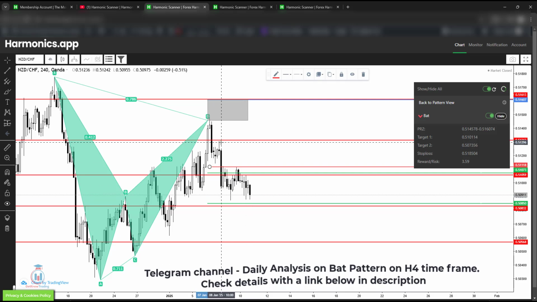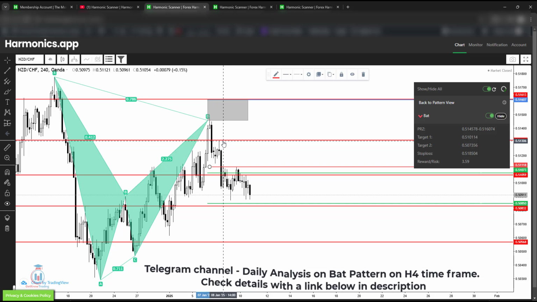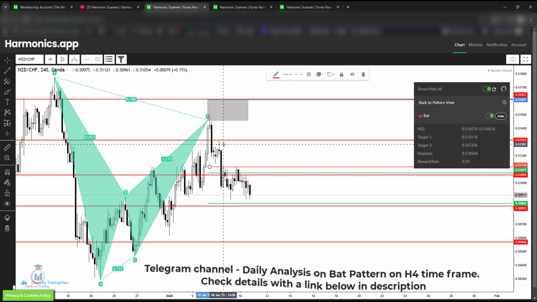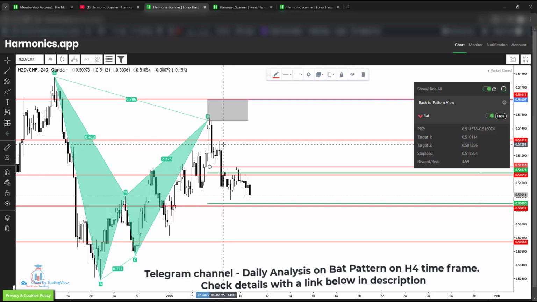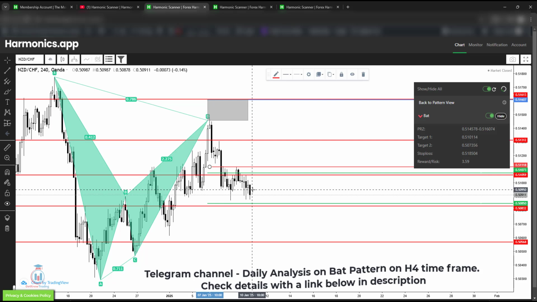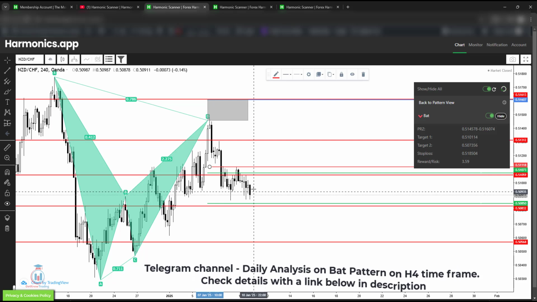So we have 3 bat patterns that have been analyzed, which are successful. The first one is complete and it is a profitable, successful one. The other 2 both reached the first take profit and they are going to take profit 2.